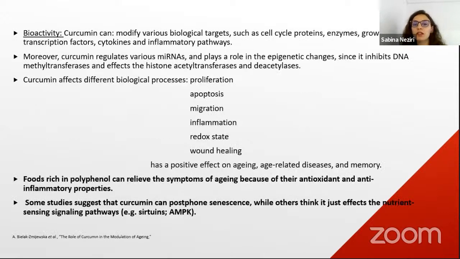Curcumin can affect several biological targets. It can affect cell cycle proteins, enzymes, growth factors, transcription factors, cytokines, and inflammatory pathways. And that's why we found it important to use curcumin to address the HAS2 gene. And it also plays a role in epigenetic changes and microRNAs.